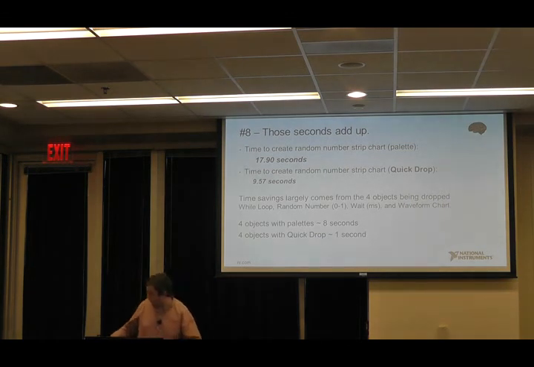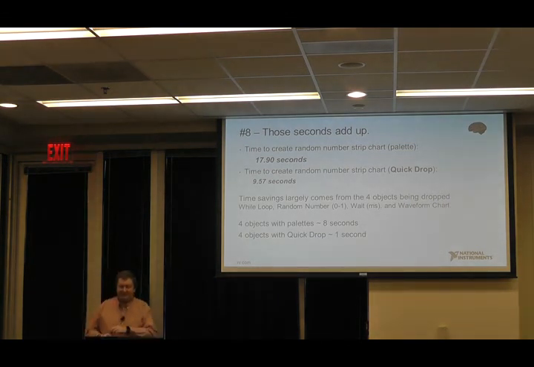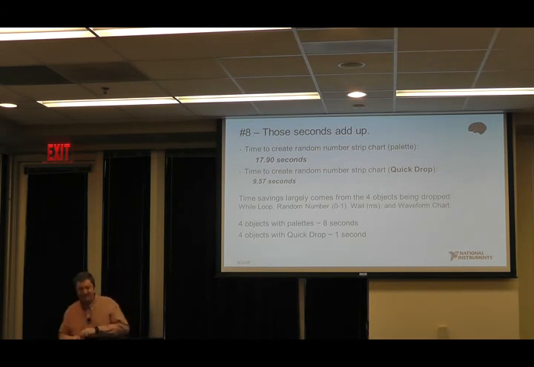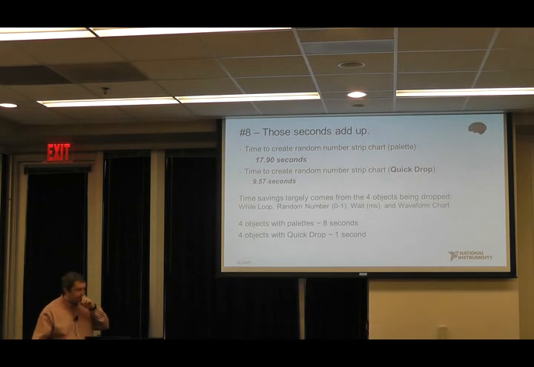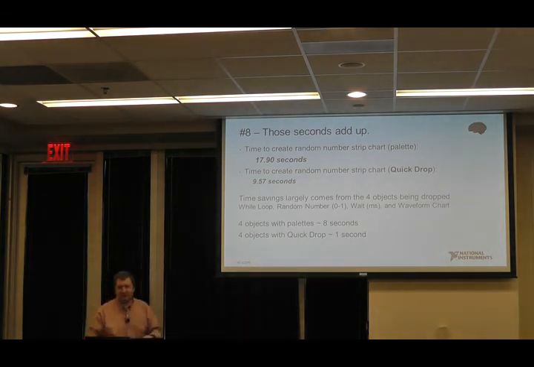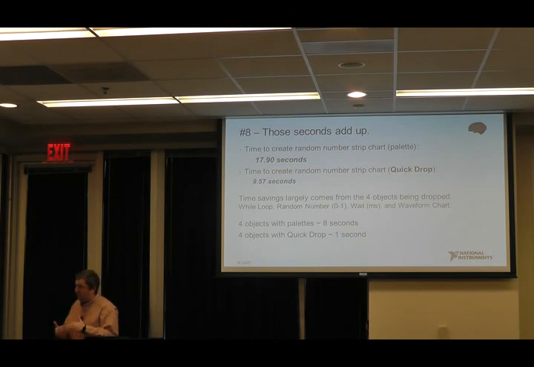So it took me about 18 seconds, and again, this was several tries, average. 18 seconds to create a random number strip chart. It only took me about 10 seconds to create a random number strip chart with QuickDrop. Why is there that discrepancy?